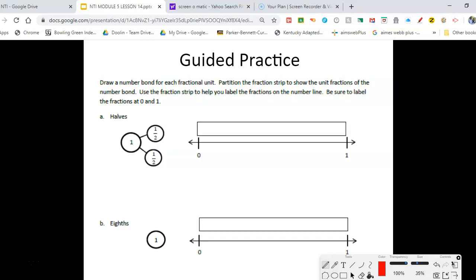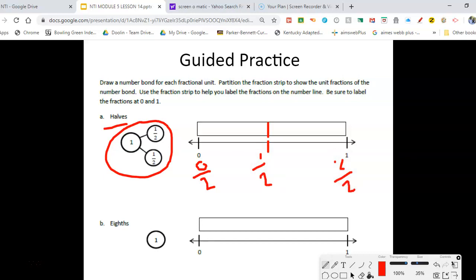So you have a number bond over here, and the unit is halves. So we're going to partition this fraction strip into halves. We know that would be 2 equal parts. And we're going to label this number line, and partition it into halves as well. So this would be 0 halves, this would be 1 half, and this would be 2 halves.